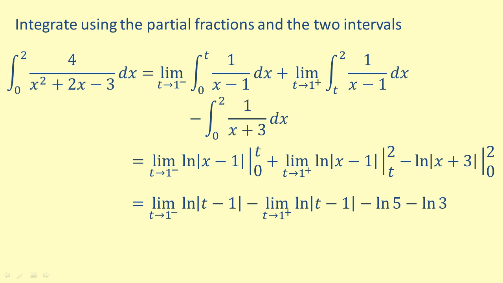Therefore, we have the limit as t approaches 1 from the left of natural log of the absolute value of t minus 1 minus the limit as t approaches 1 from the right of natural log of the absolute value of t minus 1 minus natural log of 5 minus natural log of 3. We can see that the first limit goes to negative infinity and the second limit goes to positive infinity, so the result is negative infinity minus the natural log of 15. We would consider this to be negative infinity. Therefore, the integral diverges.